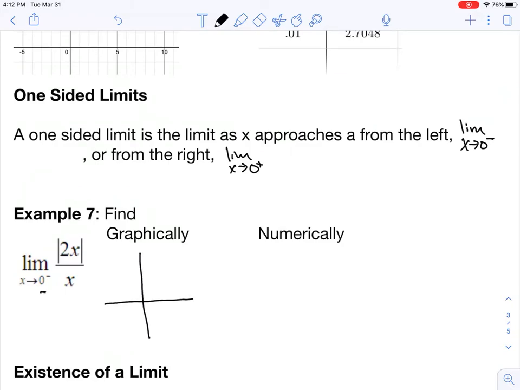All right, if you're back graphically, you should have seen on the negative side we were coming in at -2. So from the left, as we get close to 0, it's -2. And of course you saw on the right it's +2. But we don't really need that part. We only want the left side. So graphically it shows that it's equal to -2.